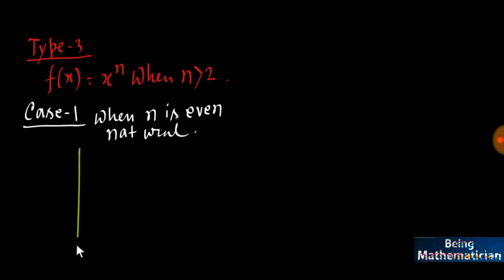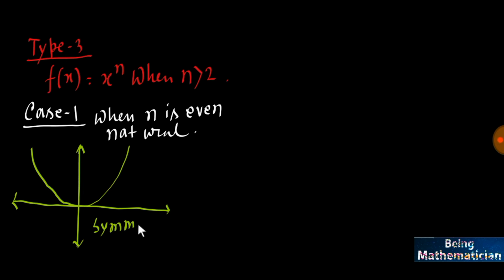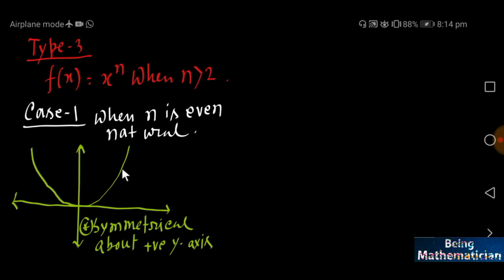Now let's draw the graph of this function and we get a parabola which is symmetrical about the positive y-axis. And we have already discussed the domain and range of this kind of parabola. So let's move to case 2.